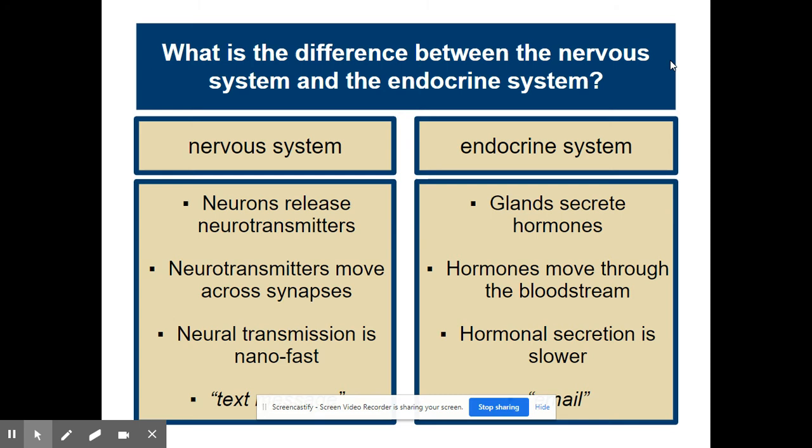All right, so our nervous system has neurons that release neurotransmitters. Our glands secrete hormones. Neurotransmitters move across synapses whereas hormones move through our bloodstream. Okay, so neurons work like a text, very fast, whereas hormonal secretion is much slower. It's like an email, it takes time. So therefore, hormones are in our body longer.